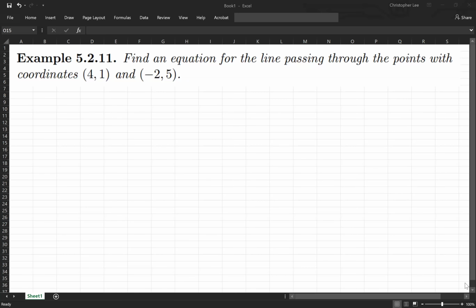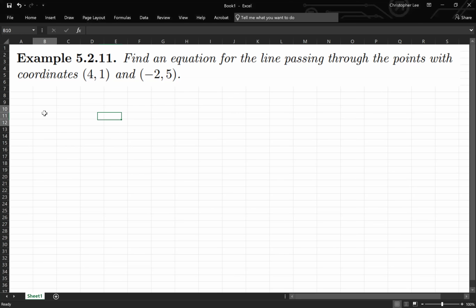All right. So let's do a quick recap. Let's find an equation for a line passing through these two points. We have (4, 1) and (-2, 5). First thing we've got to do is find the what? Starts with an S. Slope. What's the slope formula? Y1 take away Y2 over X1 take away X2. Good.